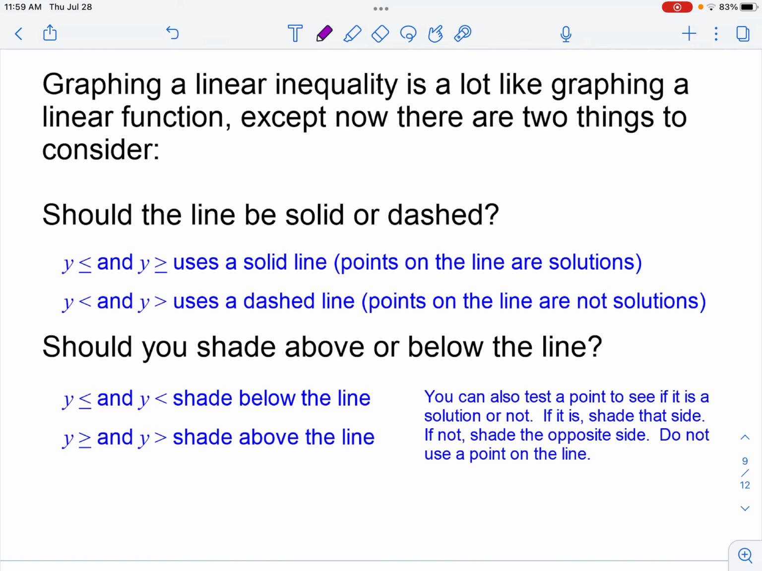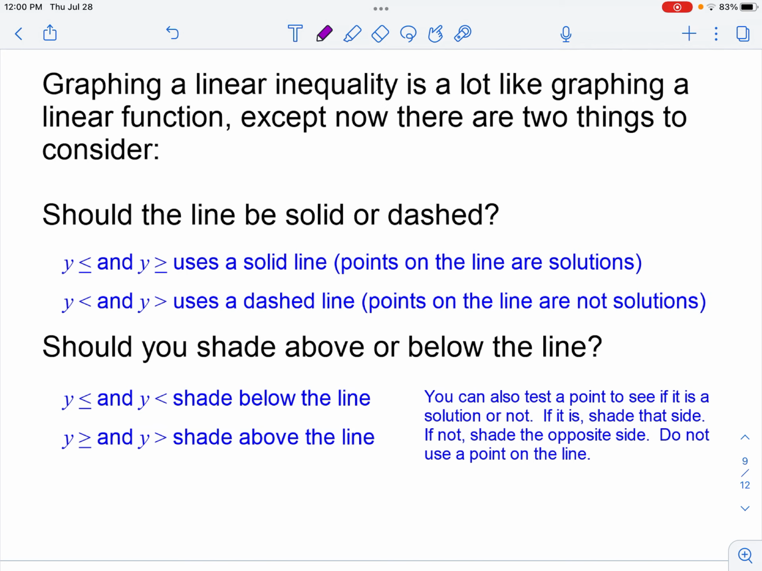And then if I see y is less than or y is greater than, no equal to, then we're going to use a dashed line to represent like an open circle, that there are points on the line that are not solutions, okay? So that's the first one we consider, solid line or dashed line. Then we also need to think about, well, do we shade above or do we shade below? Because we know when we do open and closed circles, we either go to the left or go to the right. So if we have y is less than, we're going to shade below the line, straight down.